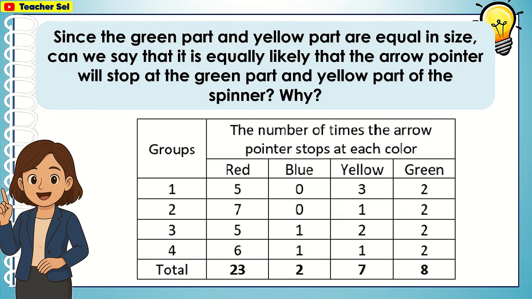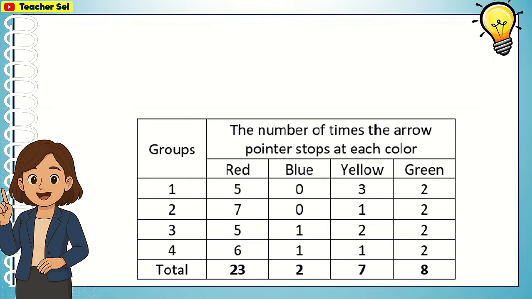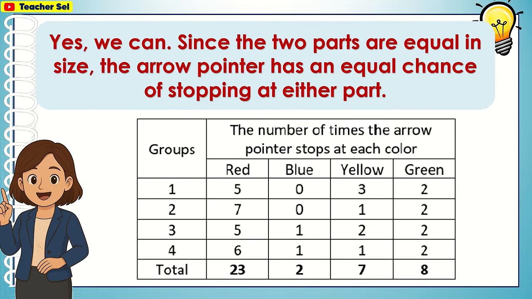Since the green part and yellow part are equal in size, can we say that it is equally likely that the arrow pointer will stop at the green part and yellow part of the spinner? Why? Yes, we can. Since the two parts are equal in size, the arrow pointer has an equal chance of stopping at either part.